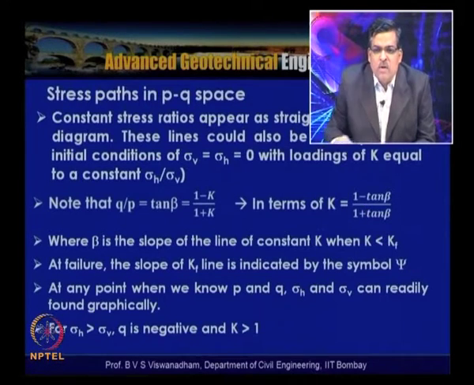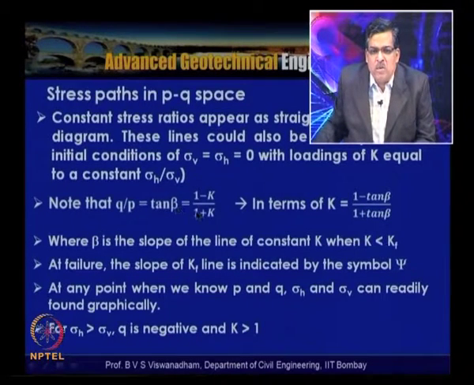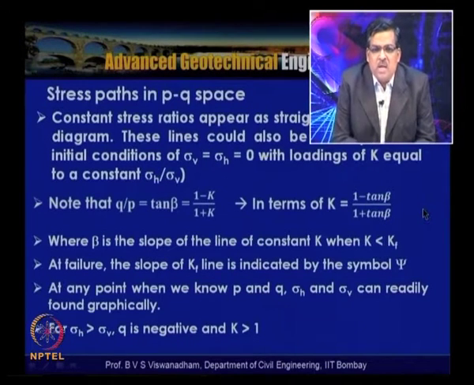In terms of k, this expression can be written as 1 minus tan beta by 1 plus tan beta, where beta is the slope of the line of constant k, where k is less than kf. At failure, the kf line is indicated by the symbol psi, in compression or in extension. But at any point when we know p and q, sigma h and sigma v can readily be found out graphically.